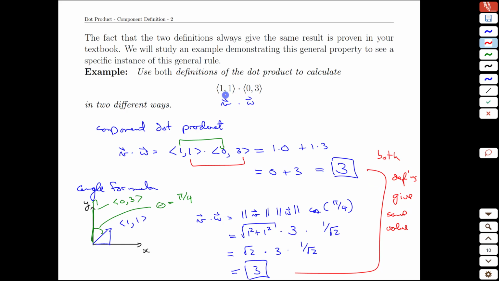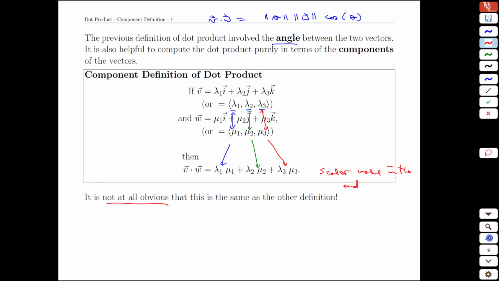Again, this isn't a proof that this always works. It's an illustration with a single example, but you can go back to the textbooks again and see how this is proved in the general case so that we can rely on this dot product with components always giving us the same value as the angular definition.